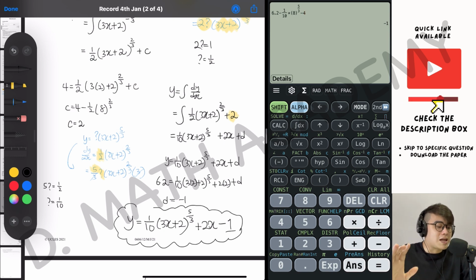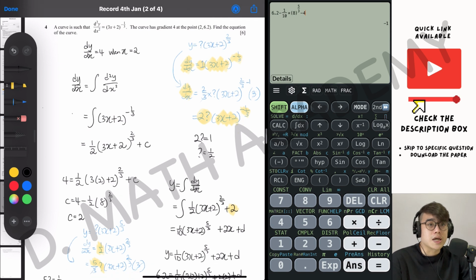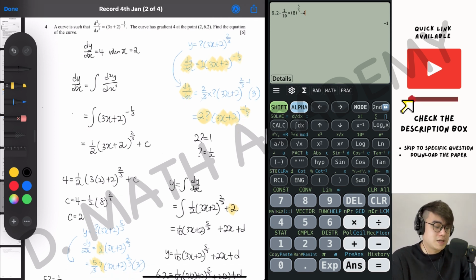So the steps are slightly lengthy. Okay, you have to manage your time properly so that you don't get stuck and remember the steps. Okay, the most crucial step here is to remember to add in the constant. All right.